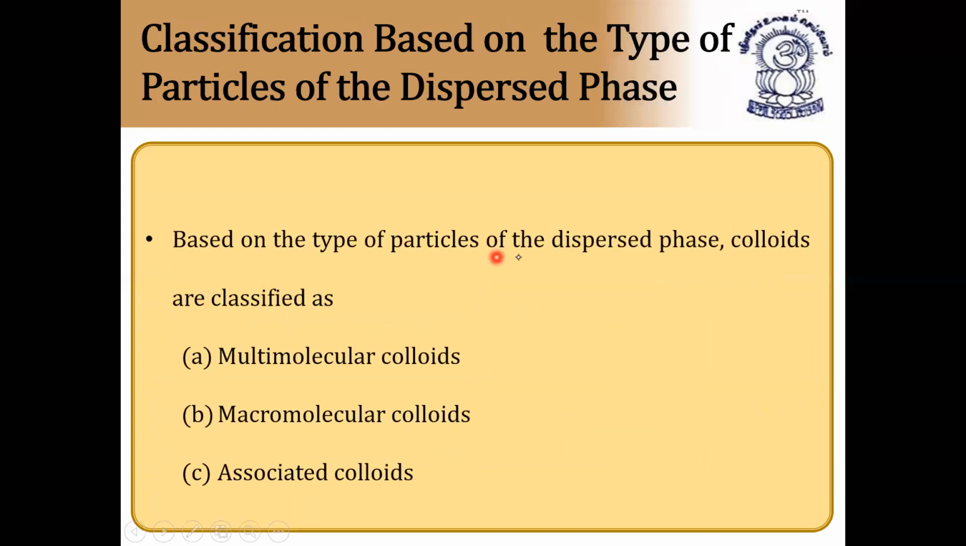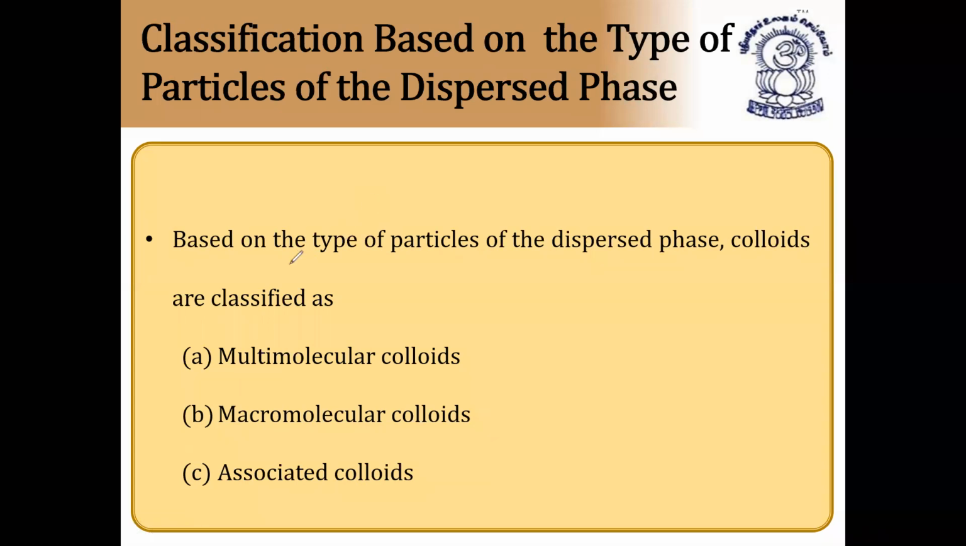Based on the type of particles of the dispersed phase, colloids are classified. As we discussed, there are mainly three topics in colloids. First, based on the nature of interaction between them. Second, based on the type of particles of dispersed phase and dispersion medium. And third, based on the types of particles of the dispersed phase, colloids are classified into multimolecular colloids, macromolecular colloids, and associated colloids. All these three are important.